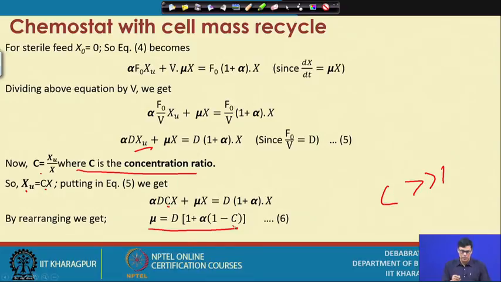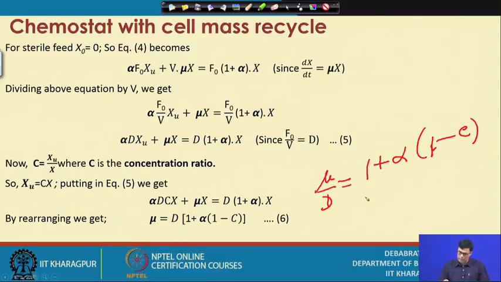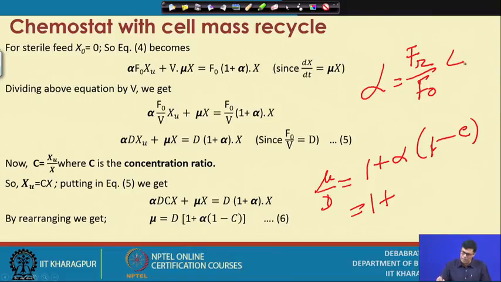Now, what is the significance of this equation? Let us try to find out. I can write mu by D is equal to 1 plus alpha minus alpha C. Now, what is alpha? Alpha is the recycle ratio, the recycle flow rate Fr by F0, and this is usually less than 1, because usually the recycle ratio should always be less than 1.